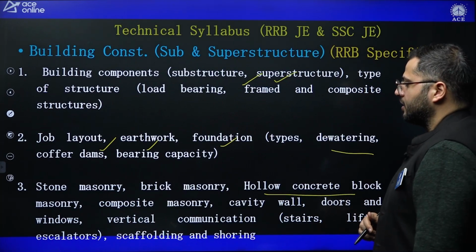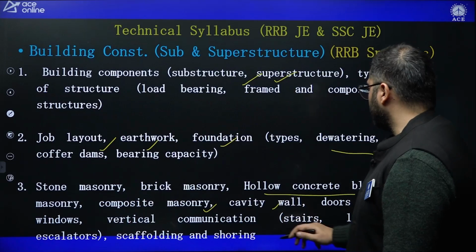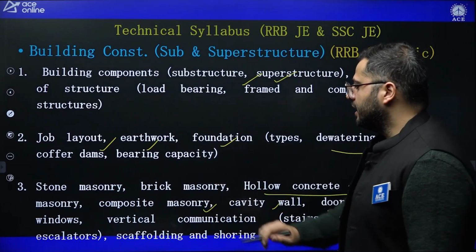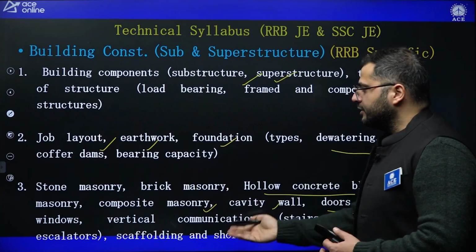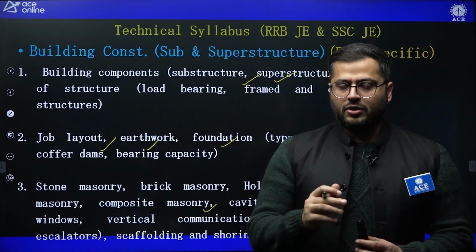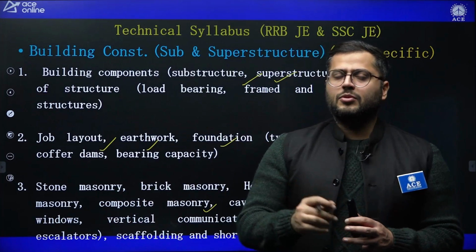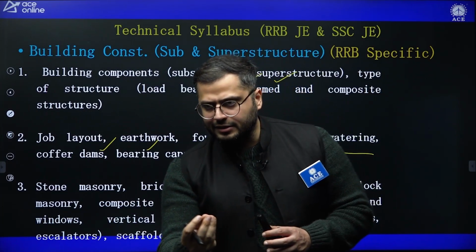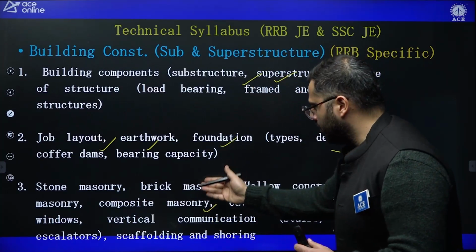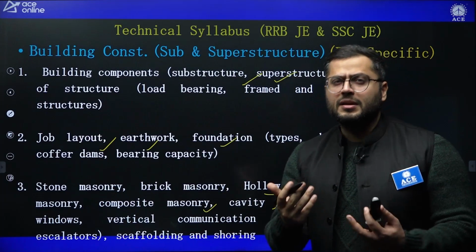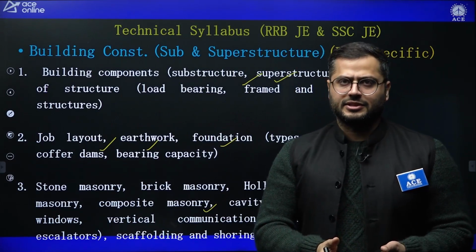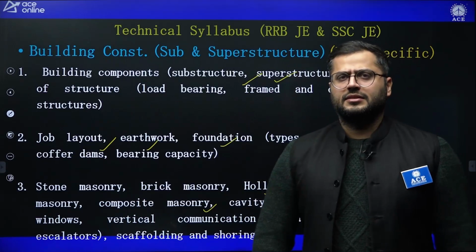Hollow concrete block masonry, composite masonry, cavity walls, doors, windows, vertical communication, stairs, lifts, escalators and scaffolding and shoring. All of these topics are to be covered separately for various state level examinations also, right? I'm not talking about public service commission jobs, but about various local departments whose examinations cover these. A lot of questions are asked from these topics, like the water department and public works department of various states, they conduct their examinations, right? Questions from these topics are asked a lot.